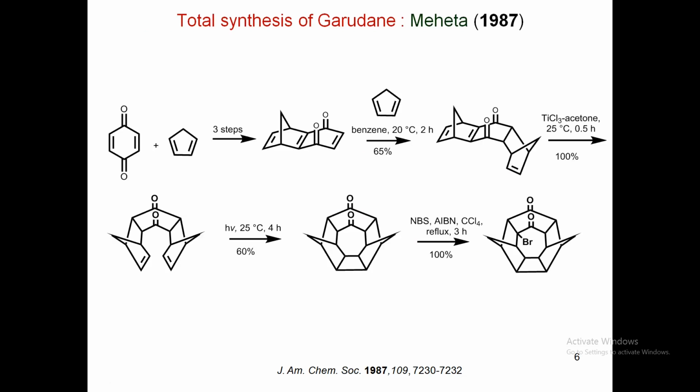Now let's see how we have synthesized. So we have cyclopentadiene and this hydroquinone, this type of molecule. So it is dienophile and diene. The 4 plus 2 cycloaddition is happening and generating this. So let's do the 4 plus 2. What is happening?